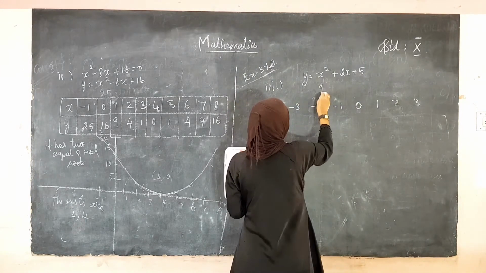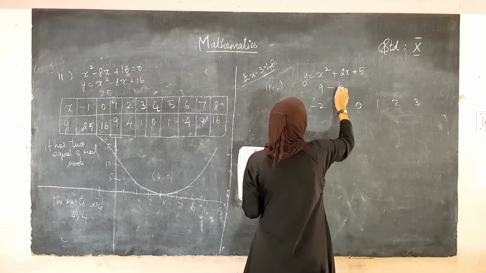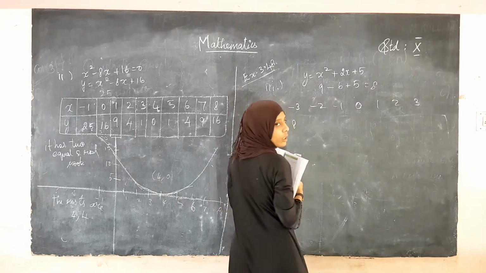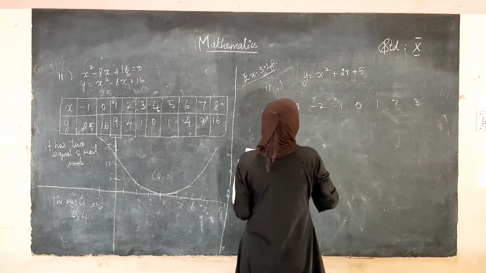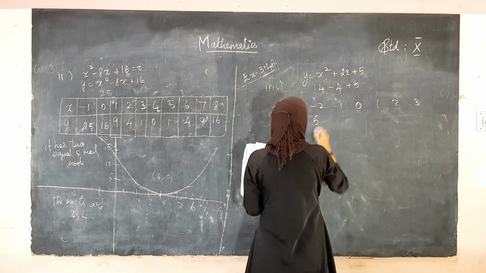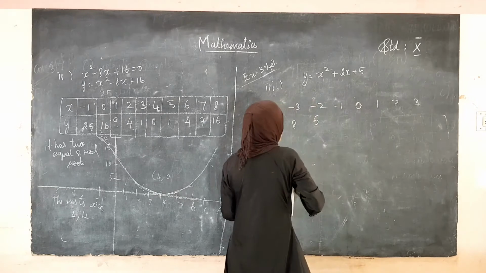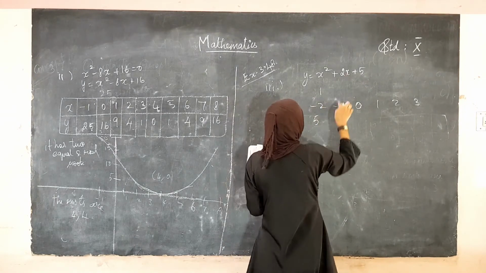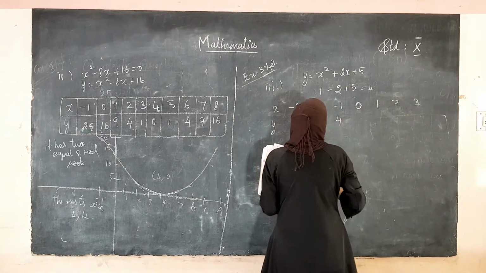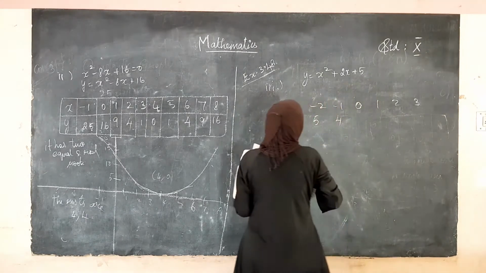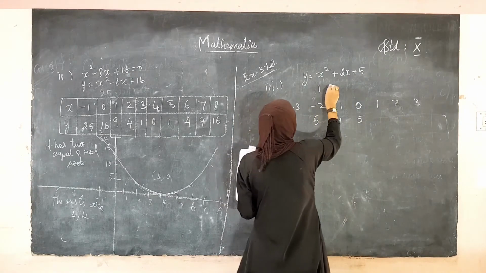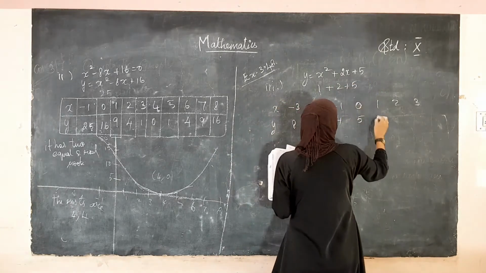For -3, the whole square is 9, minus 3 into 2 is minus 6, plus 5, which is equal to 8. Again for minus 2: 4, 2 into minus 2 is minus 4, plus 5, the value is 5. Again you have to find for minus 1. Minus 1 the whole square is 1, plus 2 into minus 1 is minus 2, plus 5, which is equal to 4. And again for 0, here it becomes 0 and here also it becomes 0, the remaining is 5. And for 1 it is 1 plus 2 plus 5, so 8.